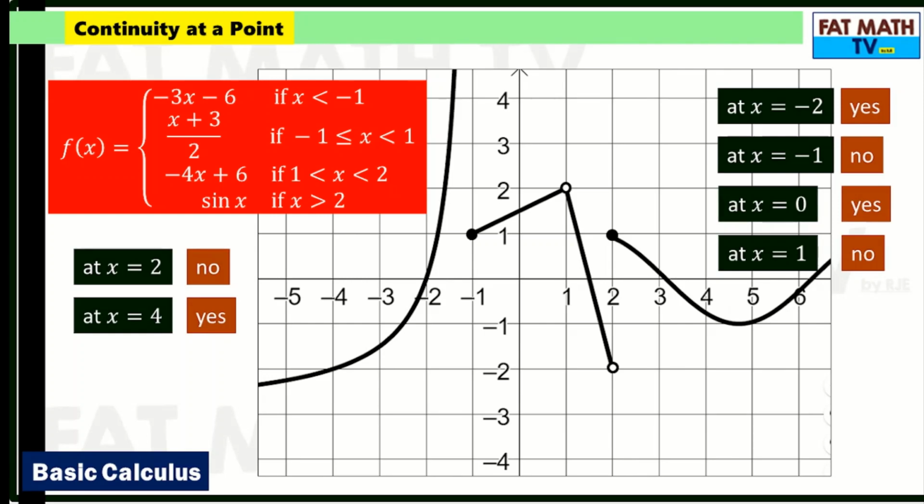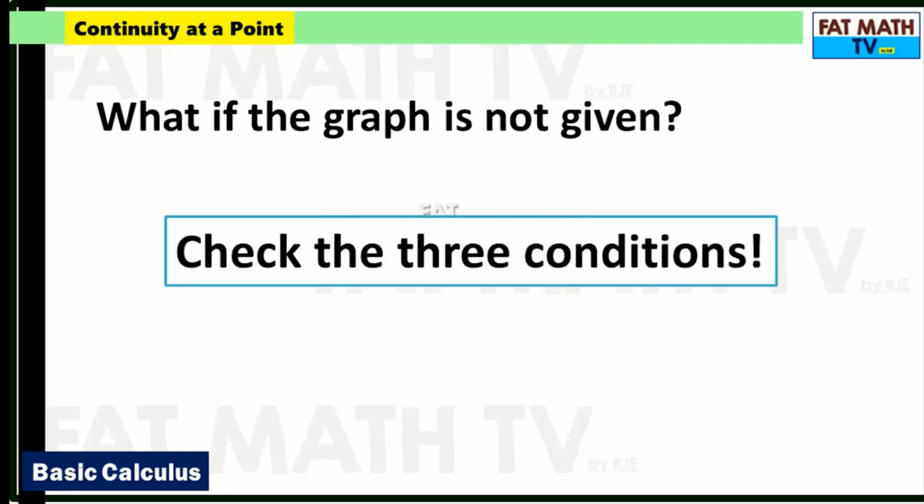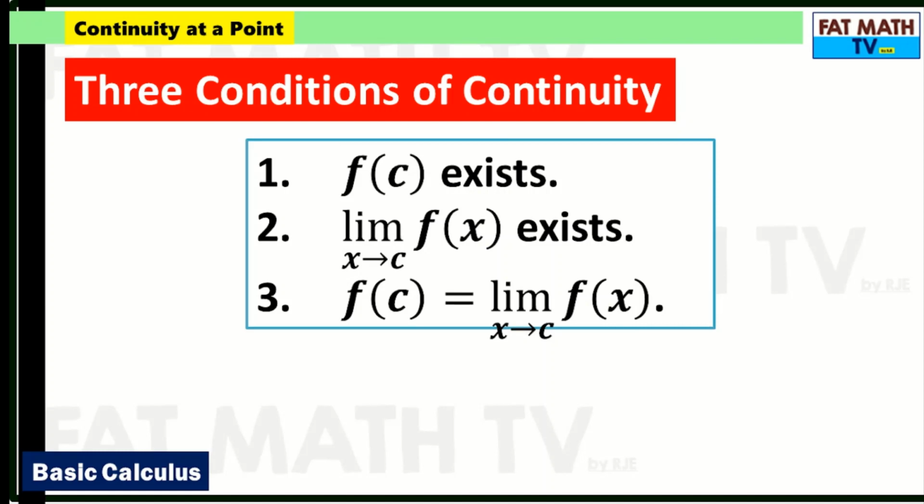So that is it. If you are given a graph of the function and you are asked to identify if the function is continuous at the given value of x or not. How about if the graph is not given, just the equation of the function? We need to check the three conditions. What are these three conditions? So the three conditions of continuity are these.